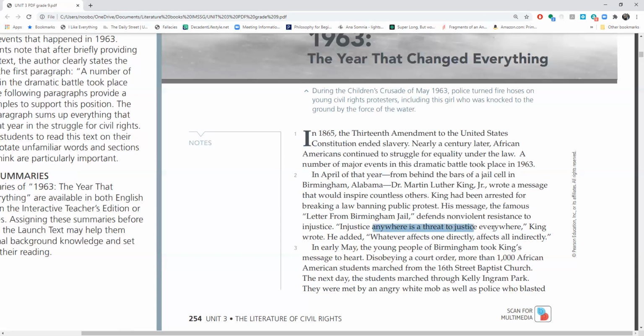Injustice anywhere is a threat to justice everywhere, and whatever affects one directly affects all indirectly. So basically, let's say he was arrested for protesting for equal rights, even though in America you should be allowed to protest peacefully. Then that means anybody who protests peacefully can also be arrested. This is against the laws that were made in America to protect the people of America.